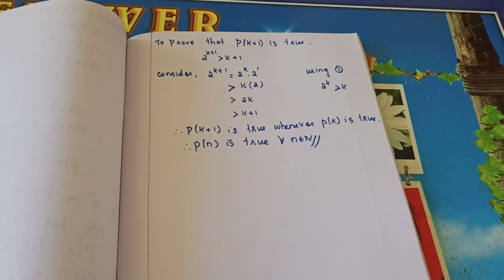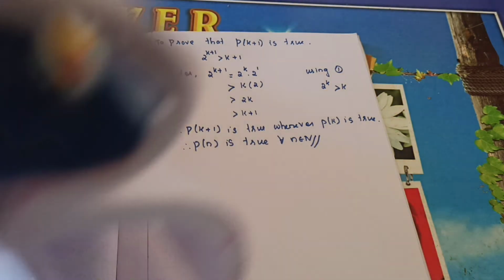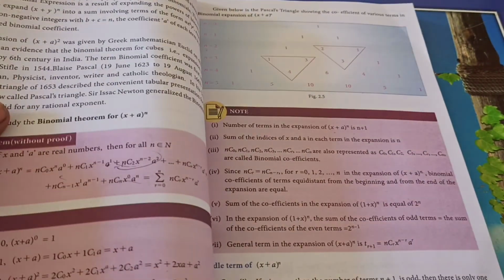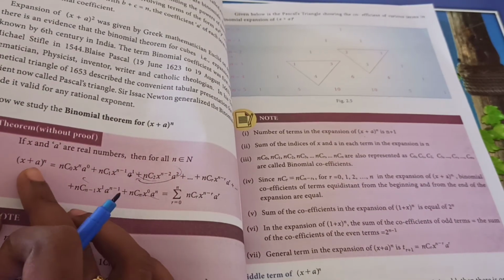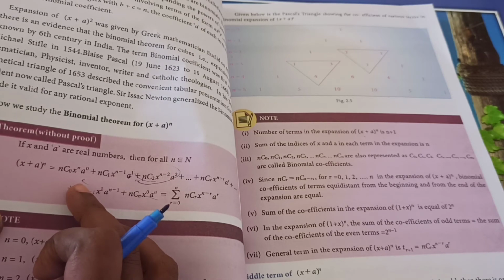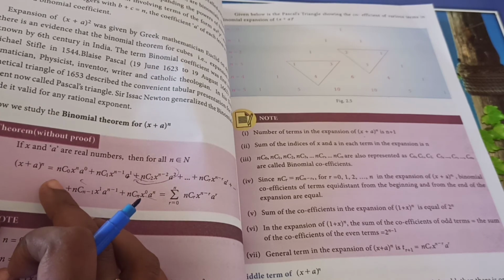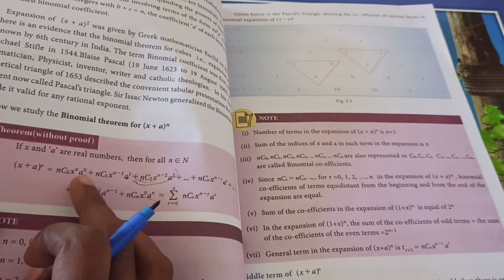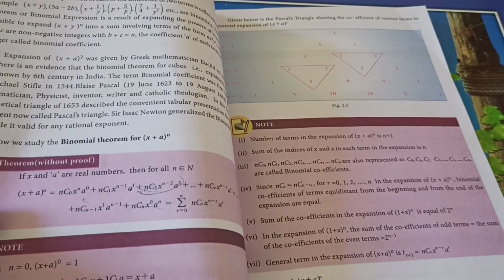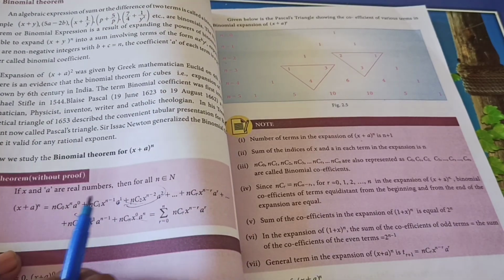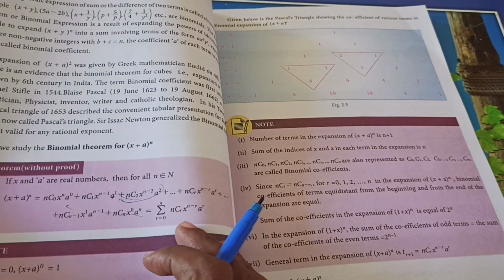Put the heading as binomial theorem. Afterwards, one theorem without proof is there. That's very, very important. That only we are going to use here. If x and a are real numbers, then for all n belongs to N, this is the expansion we are going to use: x plus a the whole power n is equal to nC0 x power n a power 0, then nC1, and so on. When you see this, you will think this big formula we need to mug up. Okay, no, it's very easy.